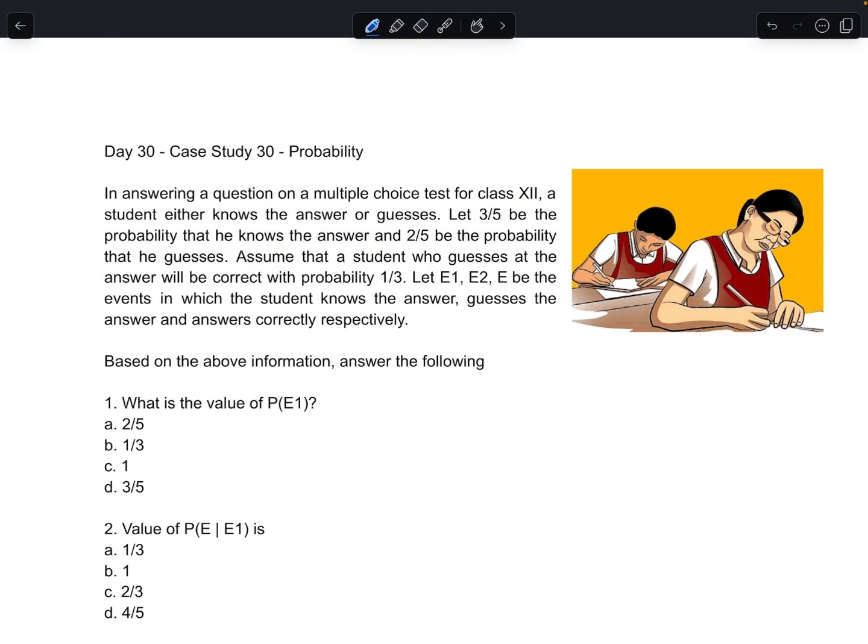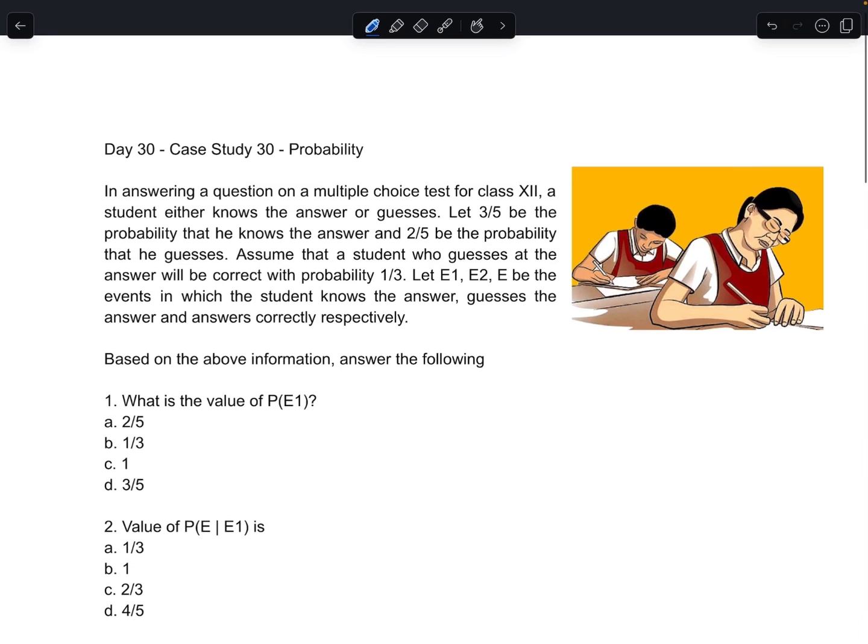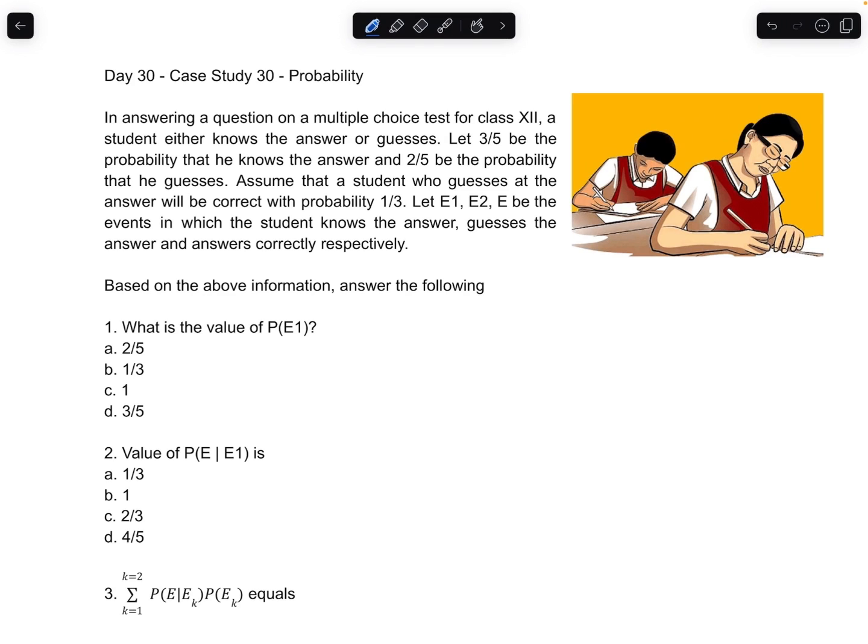The question goes like this. In answering a question on a multiple choice test for class 12, a student either knows the answer or guesses. Let 3 by 5 be the probability that he knows the answer and 2 by 5 be the probability that he guesses. Assume that a student who guesses at the answer will be correct with probability 1 by 3. Let E1, E2, E be the events in which the student knows the answer, guesses the answer, and answers correctly, respectively. So, based on the passage given, we have to answer the following questions.